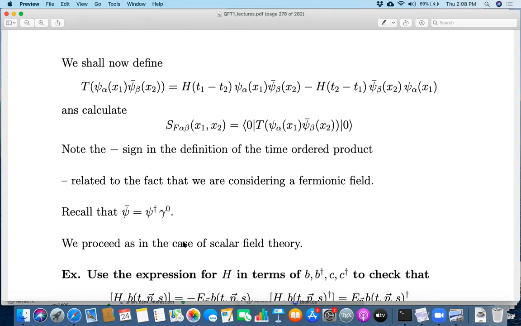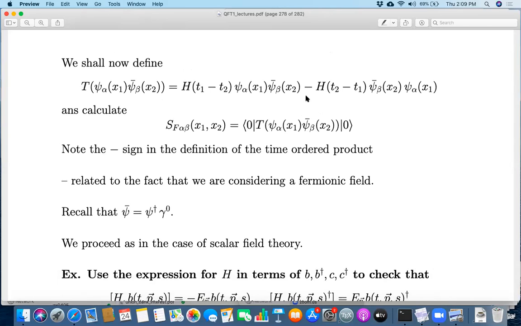Okay, so our next task will be to calculate Green's functions. And we'll be focusing on Green's functions of time ordered product of operators. Because first of all, that's simpler to calculate, and also because that's what enters the expression for the S matrix. So we'll begin with the 2-point function, the time ordered product of psi alpha of x1, psi bar beta of x2.